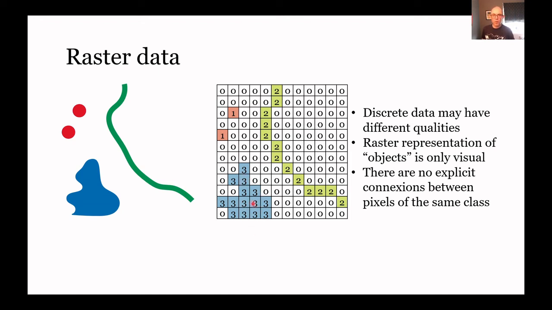Now, there are ways of finding out that these all belong together. We can do some basic analysis to clump these together and say they all belong together. But essentially, they're ignorant of each other. These cells exist on their own and don't care about their neighbours.